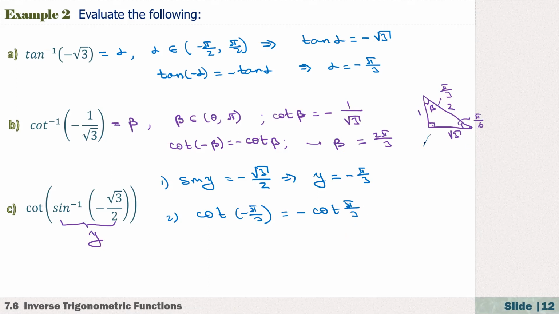Now from our triangle here, that is pi over 3, right? What is cotangent of pi over 3? It is adjacent side over opposite side. That's equal to minus 1 over square root of 3.